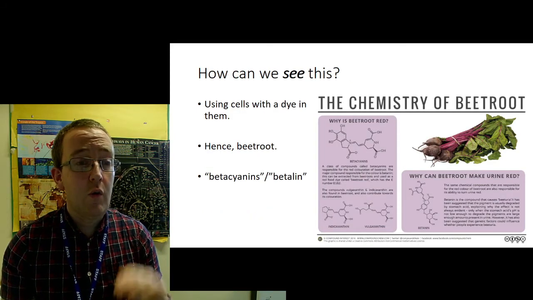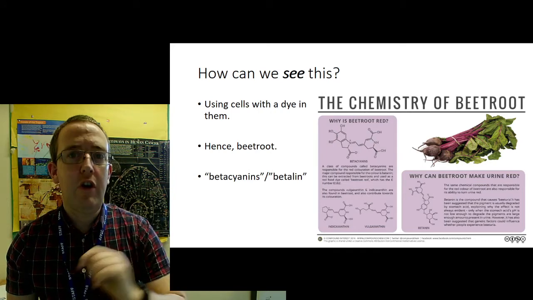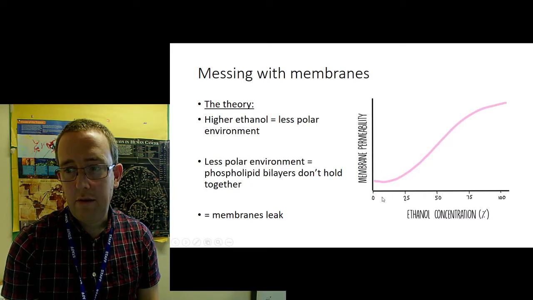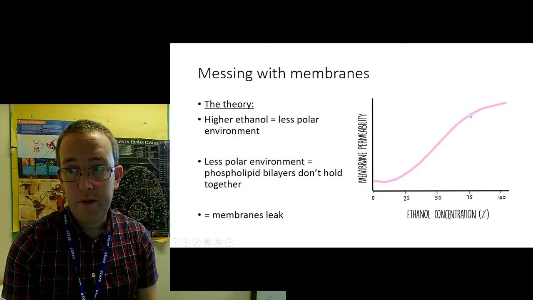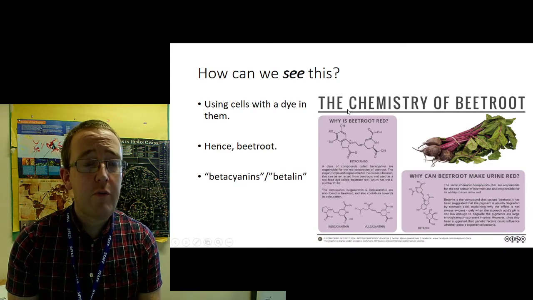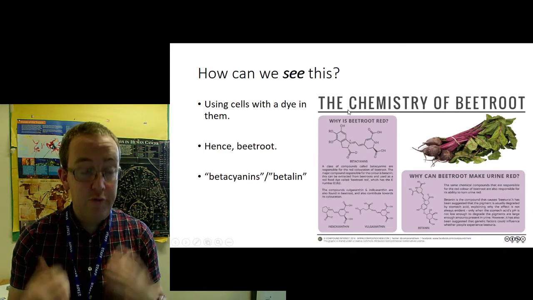Okay, so how can we actually visualize that effect? Right, so we've got the graph here. Look, as you can see, ethanol concentration increasing up there and the permeability of the membrane increasing like so. Right, the question is, how can we actually see that? How can we visually see it?